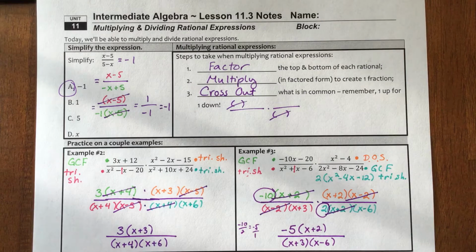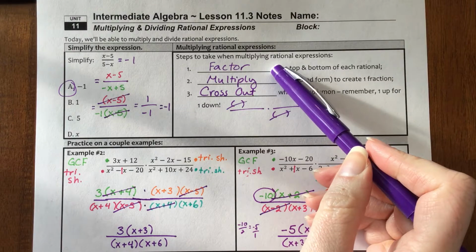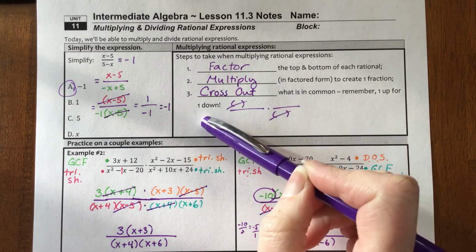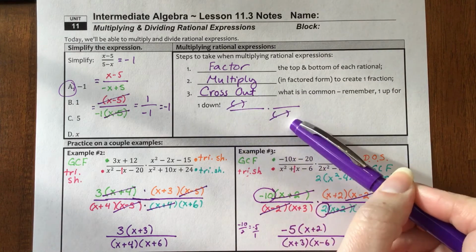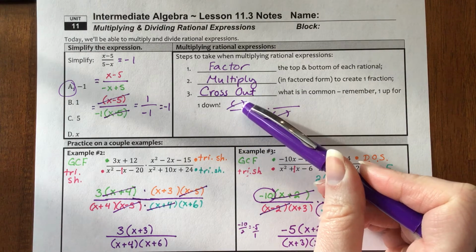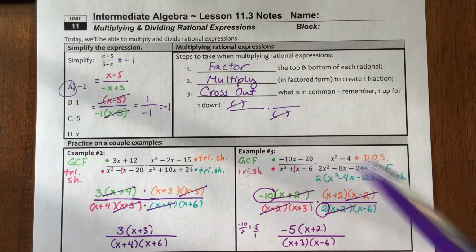Remember that rational expressions are fractions where the numerator and denominator are both polynomials. Okay. So when we multiplied, we factored the top and bottom of each rational, and then we crossed out one on top and one on the bottom of factors that match each other. And we recall that it doesn't matter if the top and the bottom are in the same fraction or in different fractions when we have multiplication.